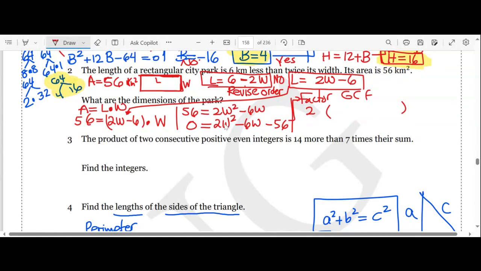So 2W squared divided by 2, what are you going to get? W squared, right? And 6 divided by 2, what are you going to get? 3. 56 divided by 2. How much? 28. Can I factor this?